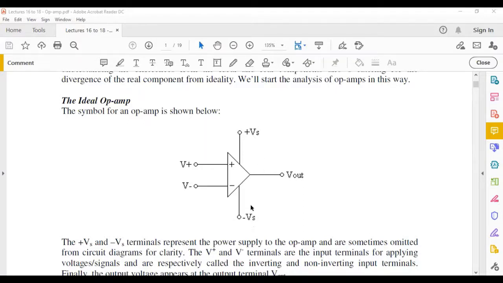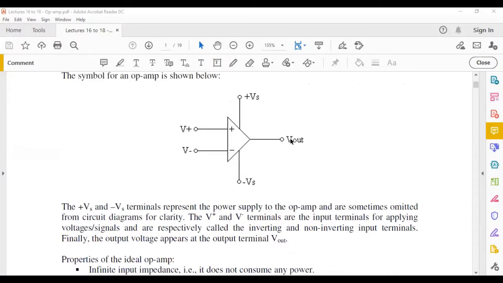So these are your supplies, which like I said are not always shown. Typically you just have a triangle with two inputs and one output. We don't always draw the supply lines, but we have to understand that they are always there. As inputs, we have two inputs, as you can see on the symbol. One is plus and one is minus. The plus one, V plus, is called the non-inverting input, in the sense that it's not inverting the polarity of your input, and the minus one is the inverting input. So you always have two inputs and one output.